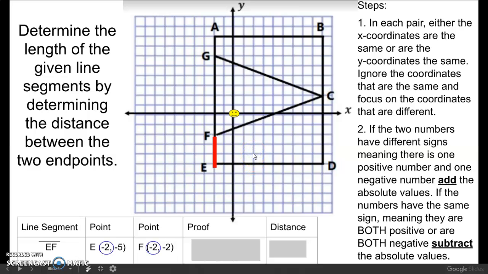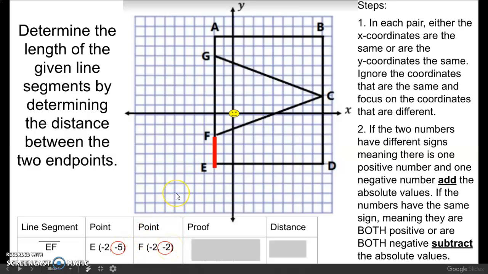Now that we have identified our coordinates, we can begin to find the distance. Starting with our X coordinates for both points, we have a -2 for point E and a -2 for point F. Looking at our Y coordinates, we have a -5 for point E and a -2 for point F. We're going to ignore the coordinates that are the same and focus on the coordinates that are different. In this case, it's our Y coordinates. Now that we have our different coordinates, we need to decide what to do with them. We have 2 negative numbers. So both of these numbers have the same sign.